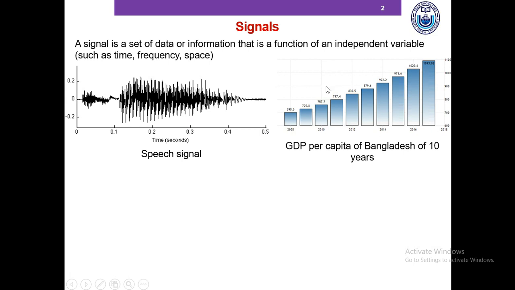On the right here is another example of a signal, GDP per capita of a country from 2008 to 2020. Here too the independent variable is time and the dependent variable is GDP. So both of these examples are 1D signals.